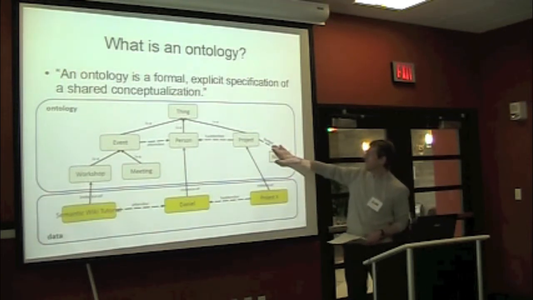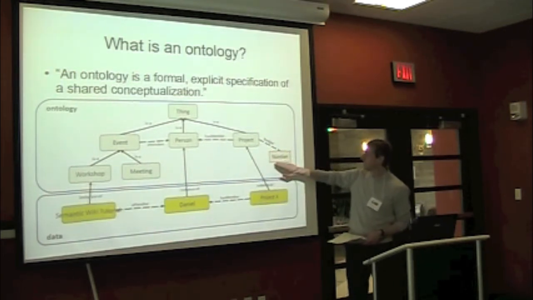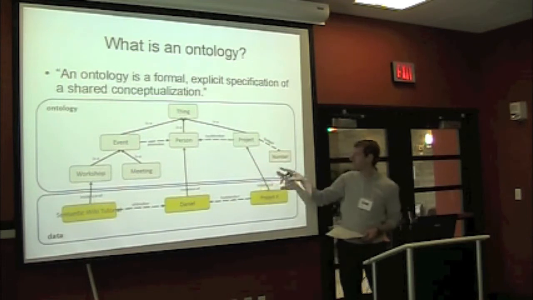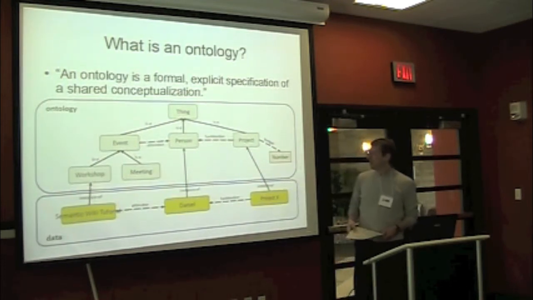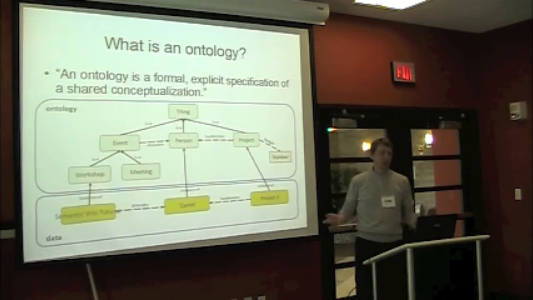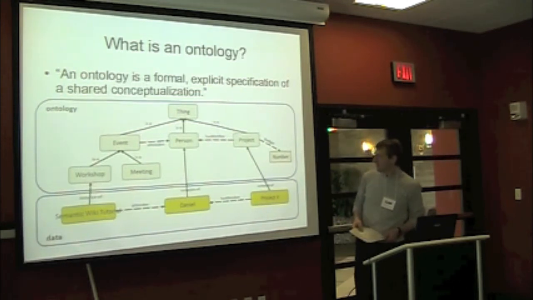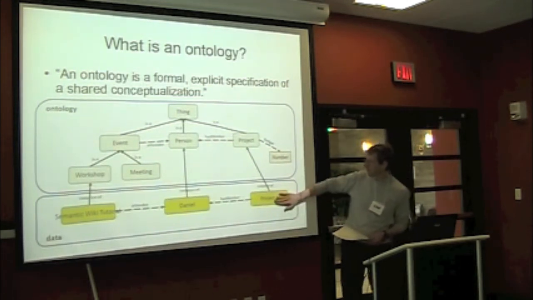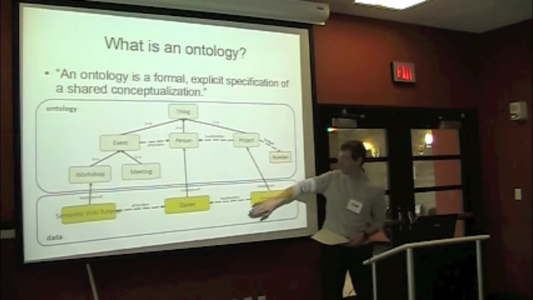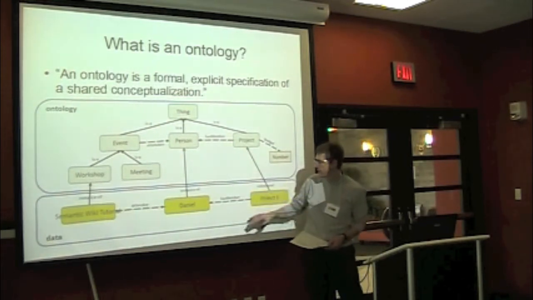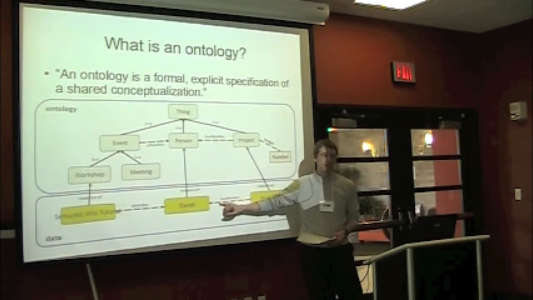Then there are other relations or properties which don't point to other classes, but to some built-in atomic data types. This is also nothing new. And in the end, there are actual instances of those categories depicted in yellow here with real instantiations of the properties.